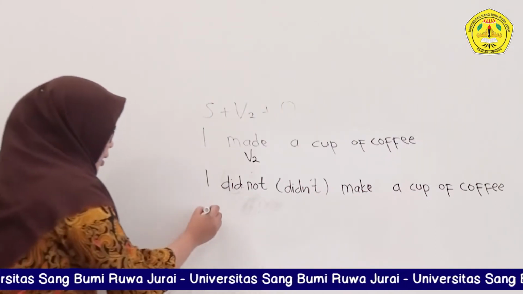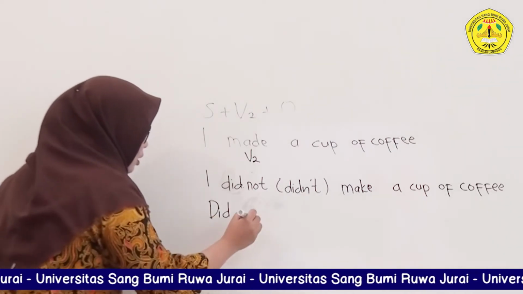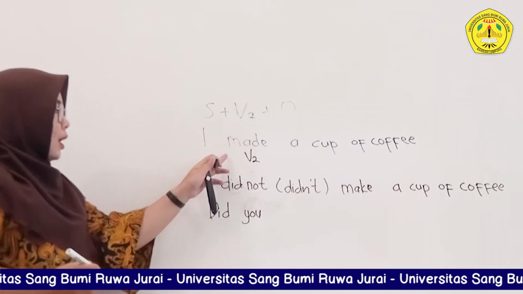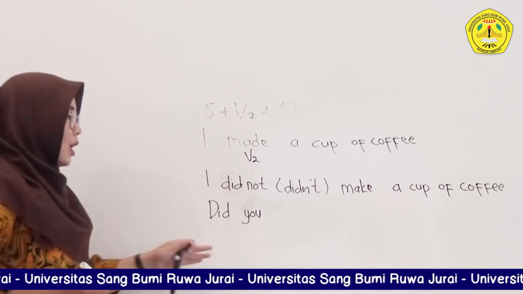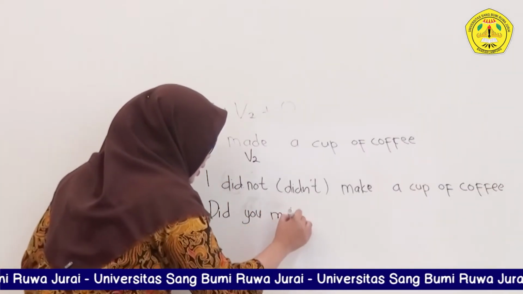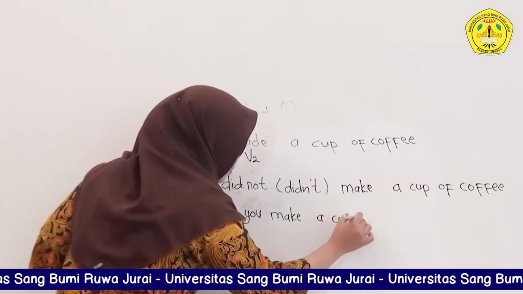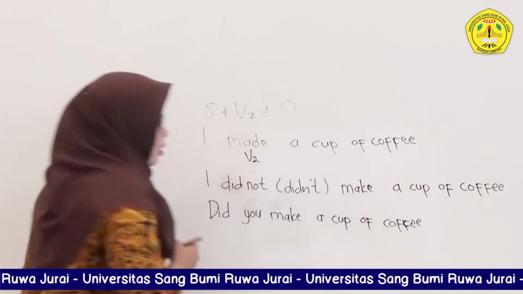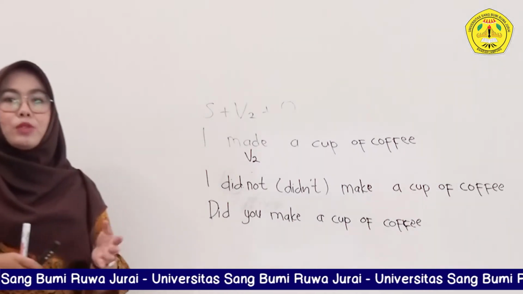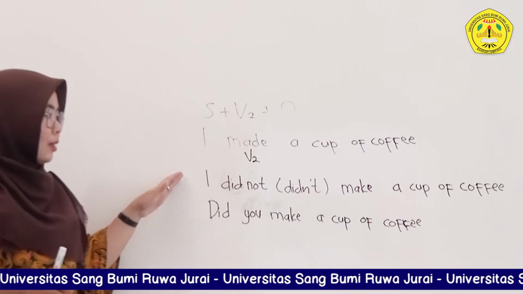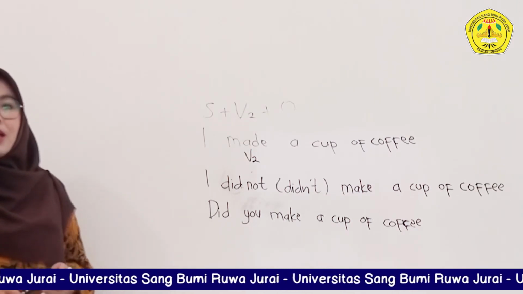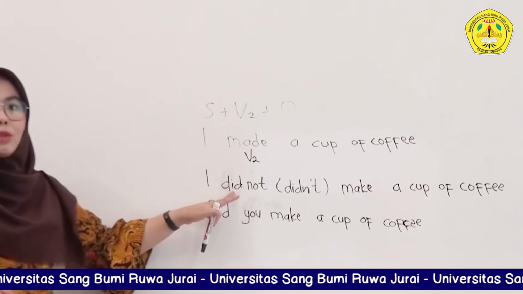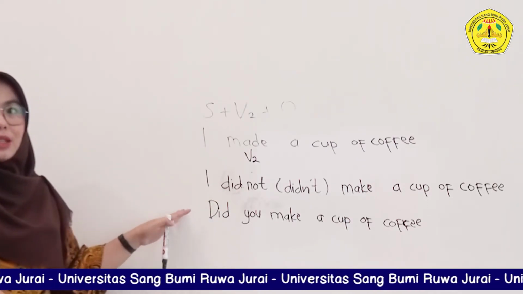So it means did, I, you can change I become you. Did you, don't forget to change made, verb 2, become verb 1. As you see the formula, did you make a cup of coffee? Okay, one thing that you should remember, verb 2 is only for the positive one. For negative and interrogative, we still use verb 1, but here did is the verb 2 in a negative and interrogative sentence.